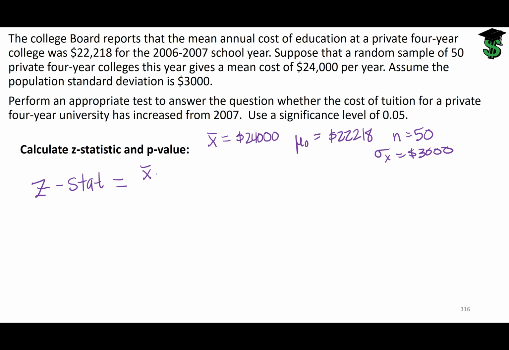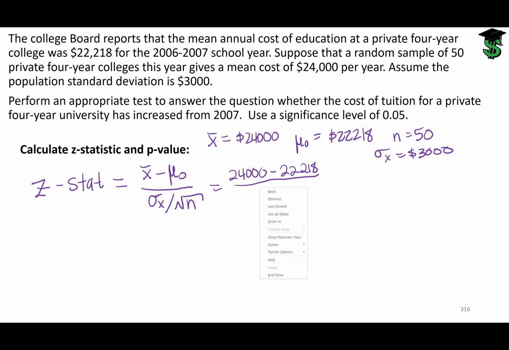So that's going to be x bar, so what I observed minus what's claimed, over the spread over the square root of the sample size. So 24,000, that's higher than what's claimed. I'm going to get a positive z statistic. 22,218 over, 3,000 over the square root of 50.